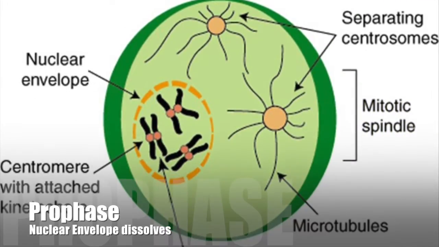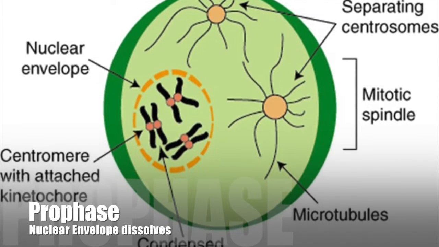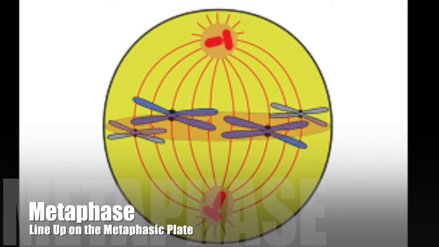Moves on to prophase, in which the nuclear membrane starts to disappear and go away, and you'll start to see the chromosomes become more apparent. Going on to metaphase in mitosis, you can see the formation of the metaphase plate and the lining up of the chromosomes on it.